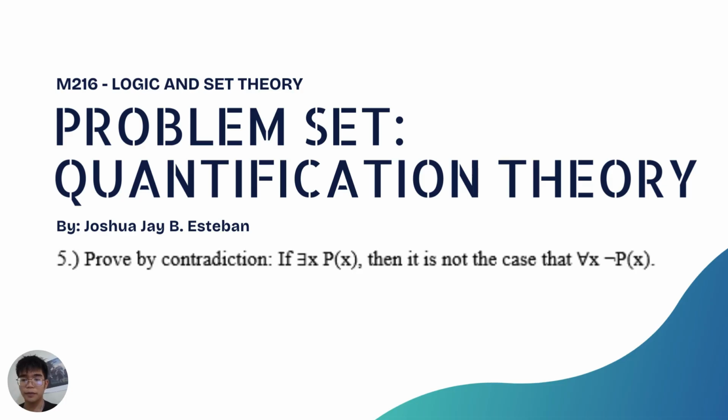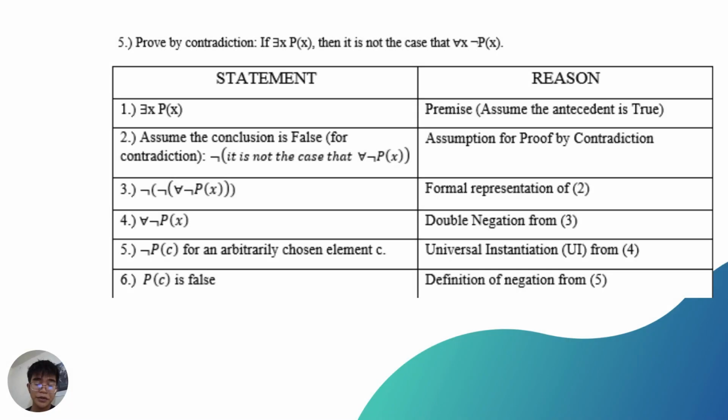We're going to prove number 5, prove by contradiction. If there exists an x such that p of x is true, then it is not the case that for all x, p of x is false. Now, in order to prove this, we'll use the statement and reason.